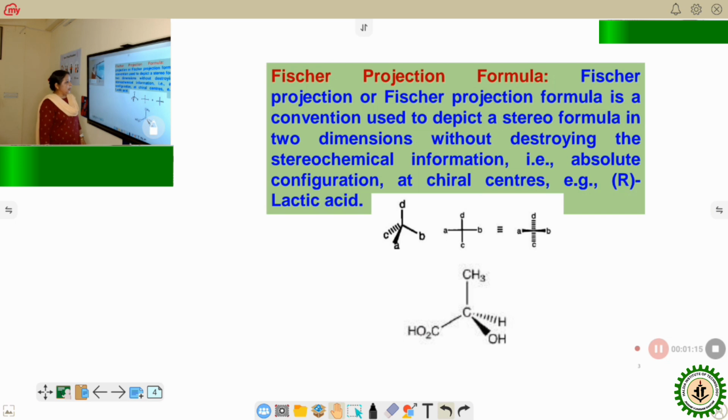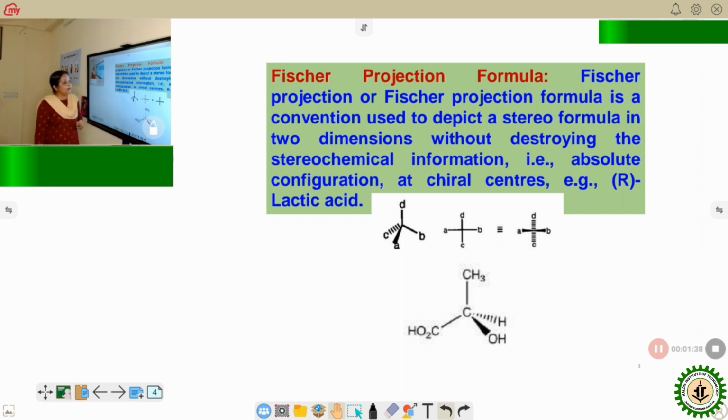Next, the Fisher projection formula. When we write the Fisher projection formula, the requirement is a minimum of one chiral carbon atom, meaning a carbon atom which is linked with four different groups. So this is the chiral carbon, and the requirement is a minimum of one chiral carbon. Then we can draw the Fisher projection formula.